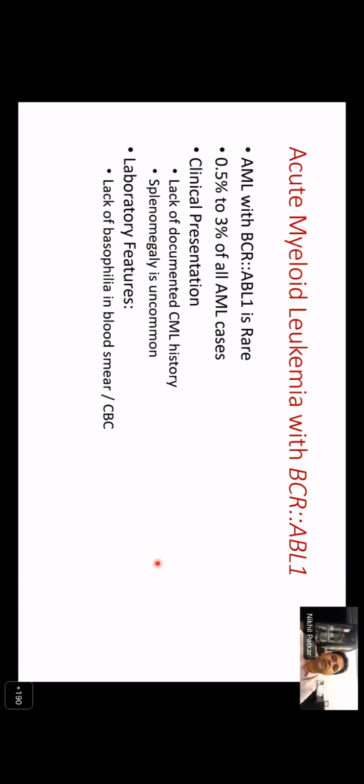But sometimes in the clinic or in your pathology practice, when you're seeing these cases, it is a more difficult scenario than what we are seeing here. It is really very difficult to distinguish pH positive AML from CML in myeloid blast crisis, right? So pH positive AML, or AML with BCR-ABL1, is rare. It accounts for less than 3% of AML cases. Clinical presentation is typically that there is no documented history of CML, and splenomegaly is uncommon. What is unique about this is that you don't see basophilia in these patients.